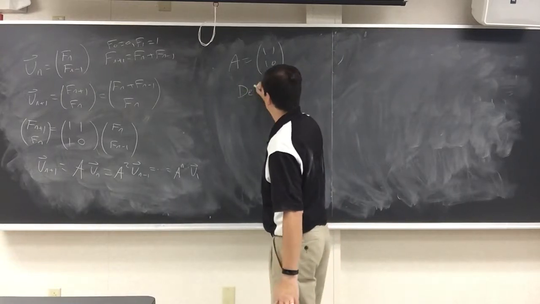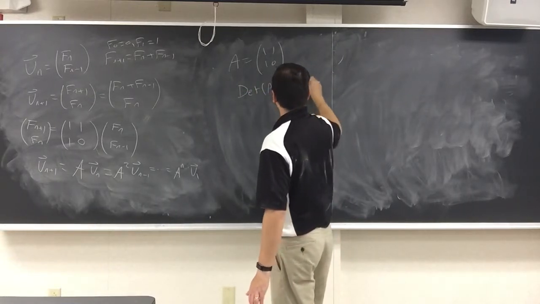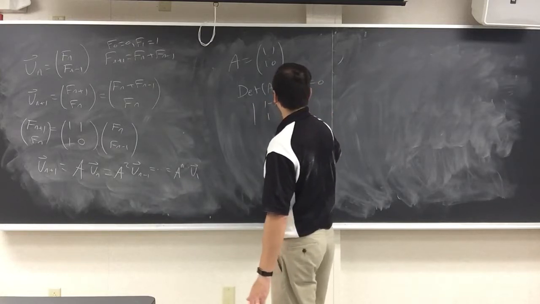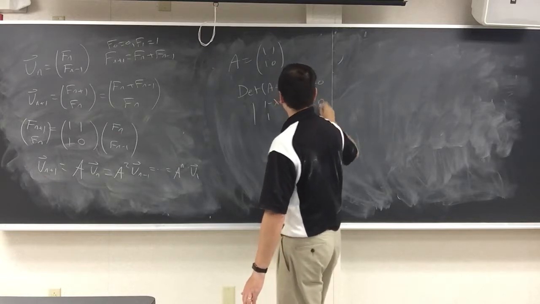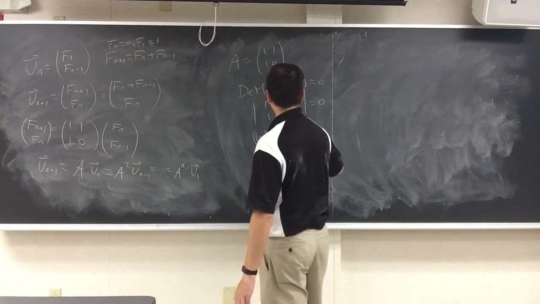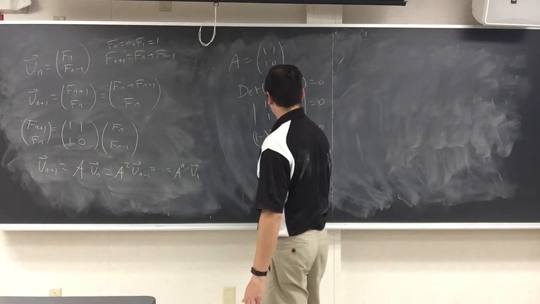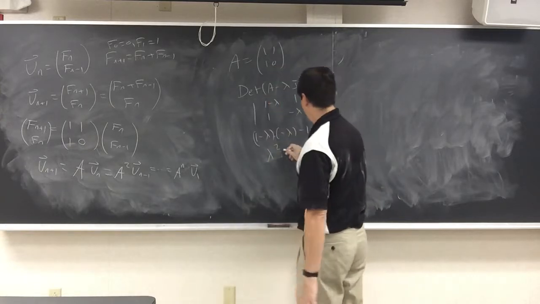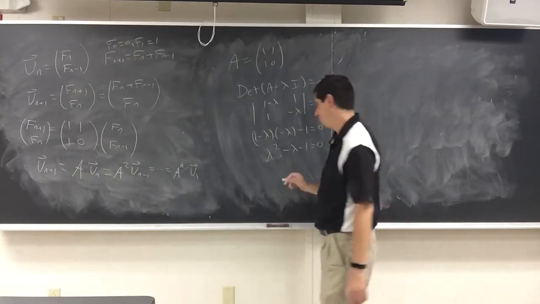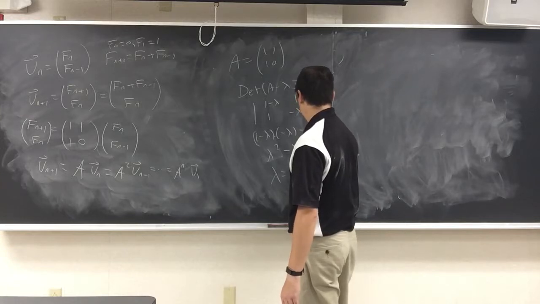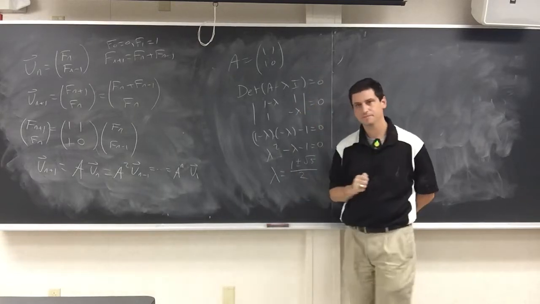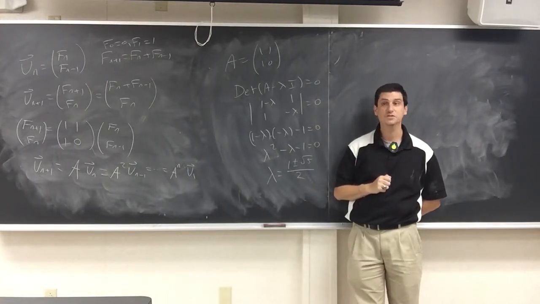I can look at the determinant of A minus lambda I equals 0. So I would get 1 minus lambda, 1, 1, negative lambda equals 0. So I would get 1 minus lambda times negative lambda, minus 1 equals 0. So I get lambda squared minus lambda minus 1 equals 0. That should look very familiar. And you get lambda equals 1 plus or minus the square root of 5 over 2. There's the eigenvalues, there's the golden mean.